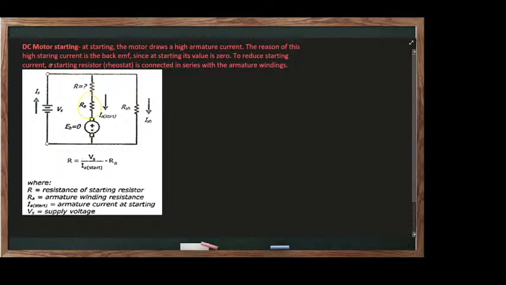So the reason for this high starting current is the back EMF. That is the voltage produced by our motor. At starting, the value is 0. To reduce the starting current, a starting resistor, or in this case ang kanyang ginagamit is a rheostat, is connected in series with our armature winding. So this is our series rheostat or our starting resistor. Ginagawa to reduce the armature current, the IA start. To get the value of R, ito yung formula niya: R is equal to V sub S, the voltage of the source, over the starting armature current, minus the armature resistance.